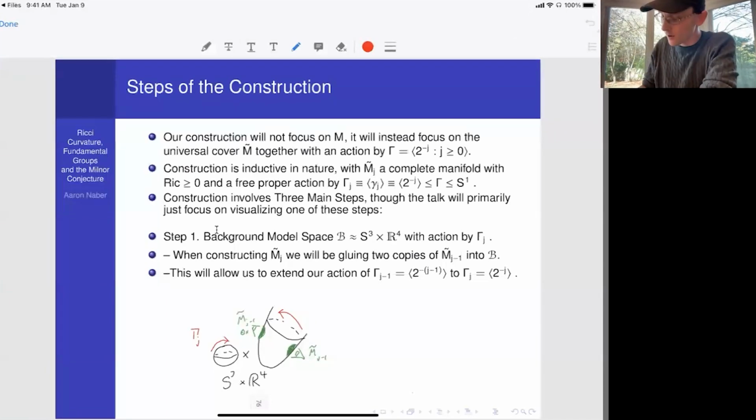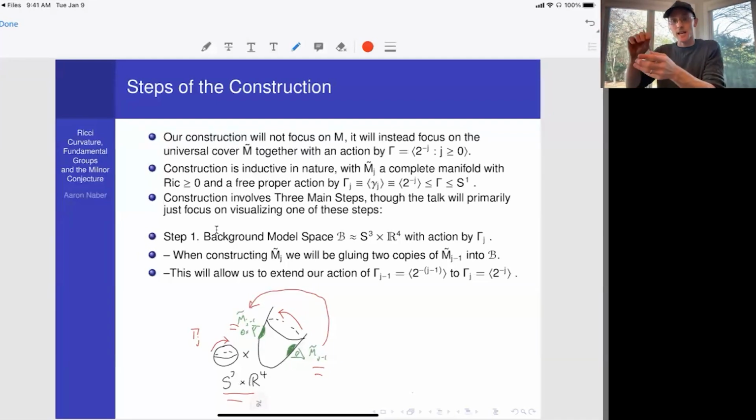So we start with our S3 cross R4, and then we want to glue in 2 copies of the space we've already built into it. And now the goal is, remember that gamma sub J versus gamma sub J minus 1, our new action that we're trying to extend to, basically has this one extra action to it, right? When you square it, you get the old action that was from our last space. So what we want to do with that new action is just map this copy of M sub J to that copy. And then when we square it, it'll come back and map our original copy of M sub J minus 1 back to itself, but not by the identity, by the old action. So we're just flipping it, we're sort of doubling it so that we can add this extra Z sub 2 looking action, right?